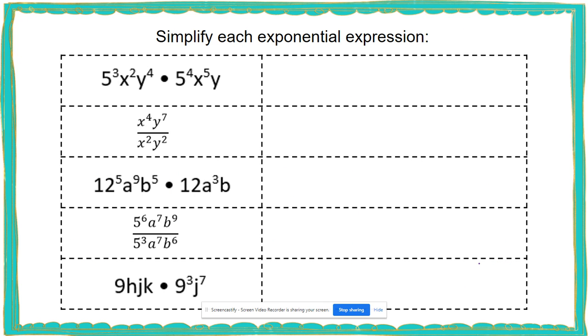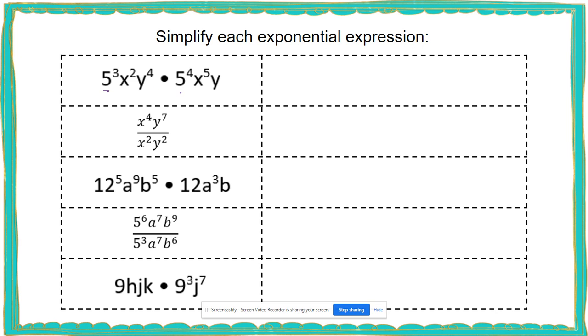Now the last thing that we looked at during digital learning was exponents. So we're going to talk about some exponent rules. In this problem, I have 5 to the third, x to the second, y to the fourth, times 5 to the fourth, x to the fifth, y. I see that I'm multiplying, which means I need to use my product rule for exponents. The product rule for exponents said for me to add the exponents of like bases.